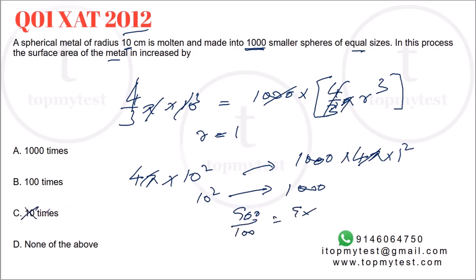Now don't mark 10 times. The correct answer will be none of these. It's an XAT problem, so none of these is a relevant option, right? In your haste, don't mark 10. The answer is 9 because we are required to find how much the surface area has increased by, not the ratio of the new area to the old area, right? So the answer is not 10 times. The answer is the change, which is 9 times.